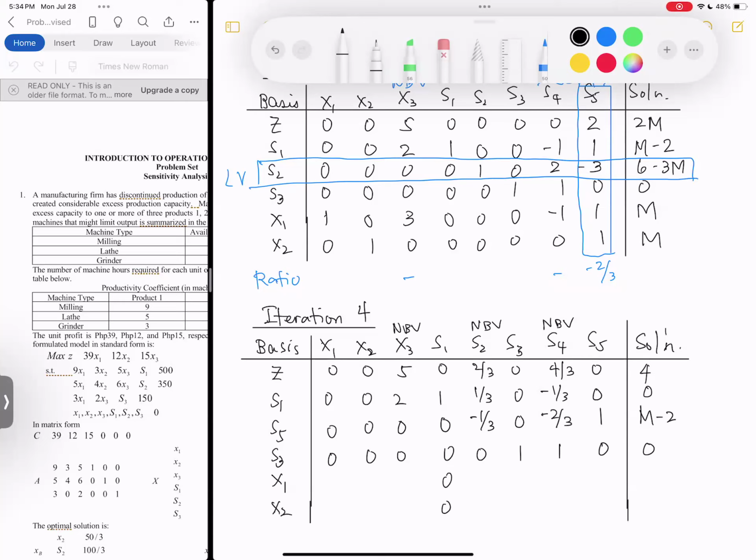I'm putting the identity matrix now. S1, S5, and then S3, 0, 0, 1, 0, 0, and then X1, 0, 0, 0, 1, 0, and then X2, 0, 0, 0, 0, 1. This is how it should look like. Okay, anyone who has X1 already? X1, sir. Okay, go.